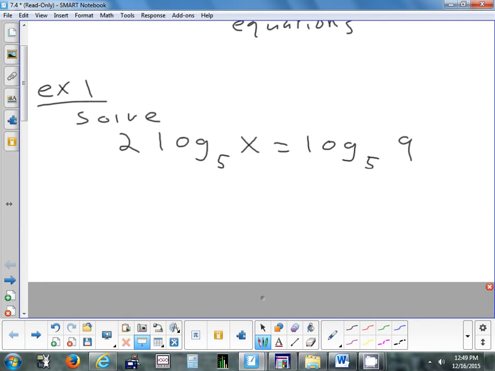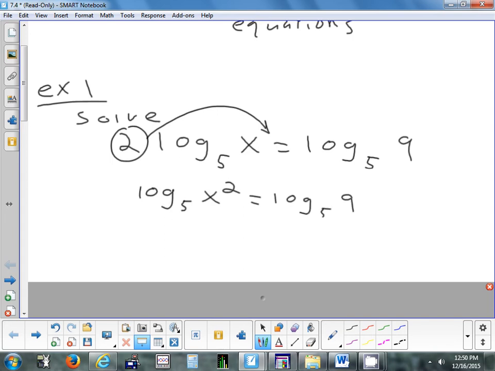It had to do with this number in front. You can move this back as an exponent. So that becomes log base 5 of x squared equals log base 5 of 9.